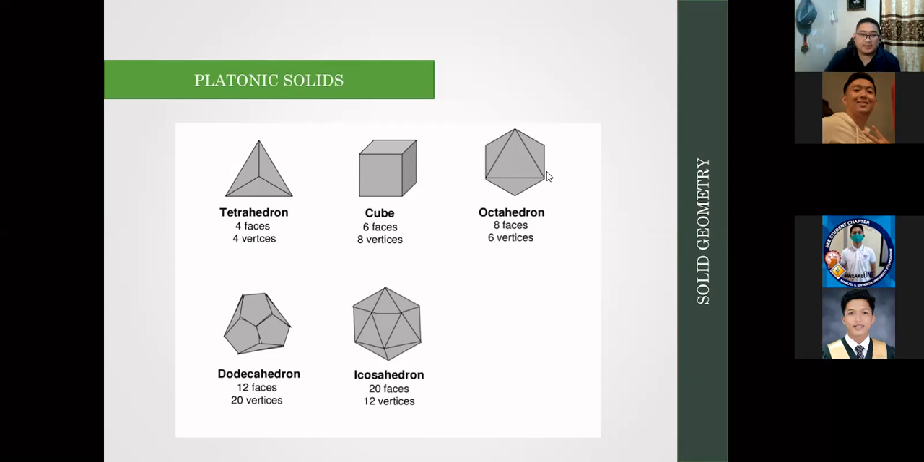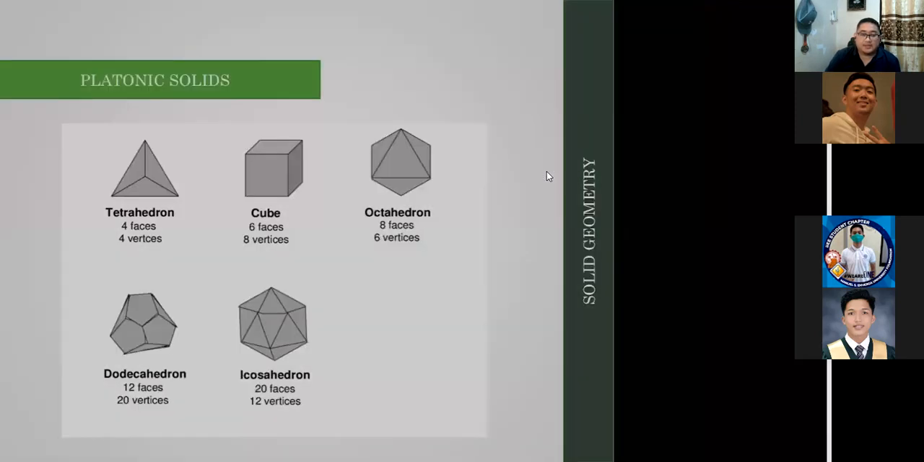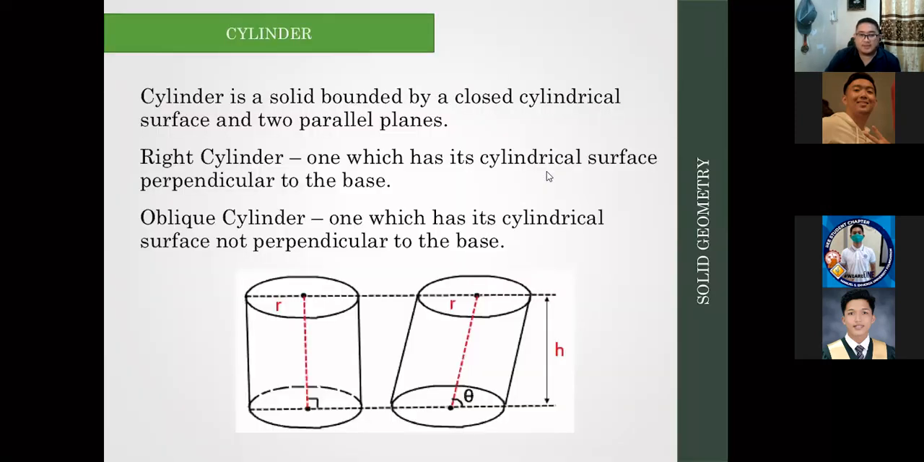Okay? And then we have yung cylinder. Okay? So cylinder is part of a tatawag natin prismatoid, no? So later define natin prismatoid. Kasi cylinder is a solid bounded by a closed cylindrical surface, yung lateral surface niya, and 2 parallel planes. Okay? So we have right cylinder and oblique cylinder.